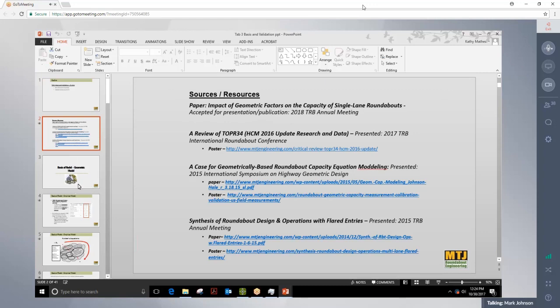Lots of this information I'm about to present, I've written a number of papers, and we put them into posters for various conferences, and those are listed on this first page here that are available on my website for anyone to download. Most of these are also available on other sites, like the Teach America website, and or through TRB directly.